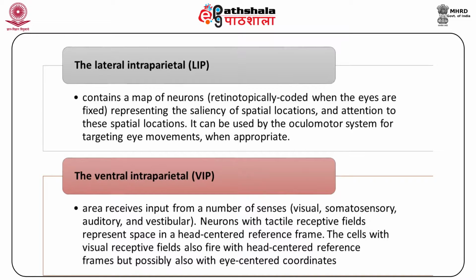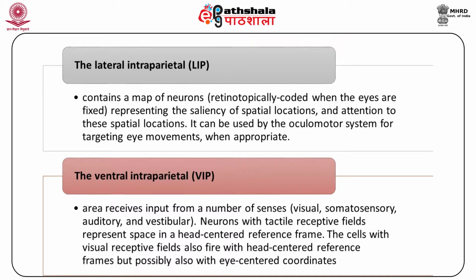retinotopically coded when the eyes are fixed, representing the saliency of spatial locations and attention to these spatial locations. It can be used by the oculomotor system for targeting eye movements when appropriate. The ventral intraparietal, that is the VIP area, receives input from a number of senses like visual, somatosensory, auditory and vestibular. Neurons with tactile receptive fields represent space in a head-centered reference frame.